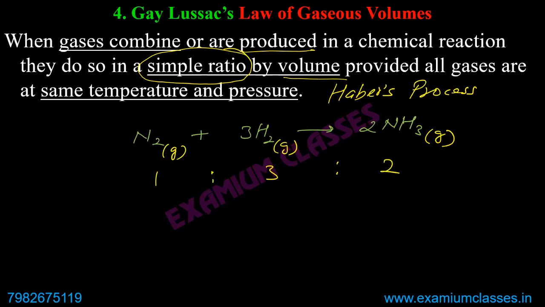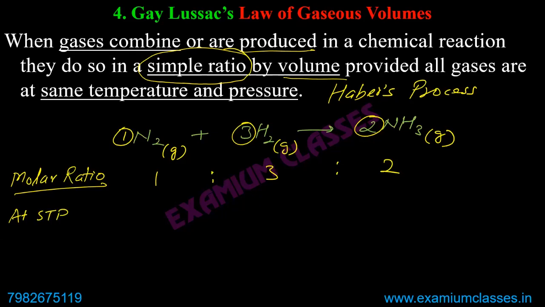Is that clear? 1 is there, I have not written. 3, 2. So this is molar ratio. 1 is to 3 is to 2. And it is simple ratio. And you know that gases, if we talk about at STP, this will be 1 into 22.4, this will be 3 into 22.4, this will be 2 into 22.4.